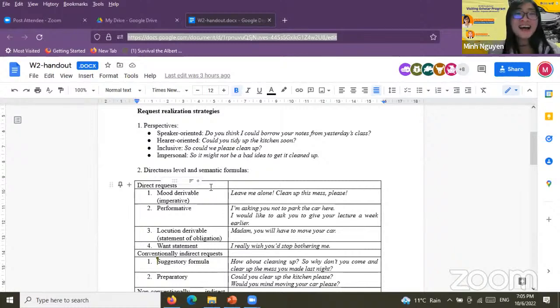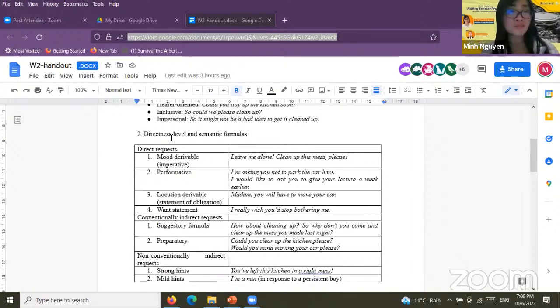Any good guess? All right, so according to research, the speaker-oriented perspective is preferred by native speakers of English because it can help to reduce the degree of inconvenience caused to the hearer, because you don't orient the request to them, you orient it towards yourself. So you say "could I borrow" rather than "can you?" So that's the first aspect of analysis. The second aspect is we look at directness level and semantic formulas.